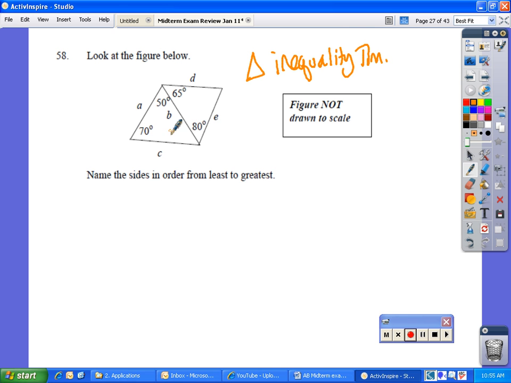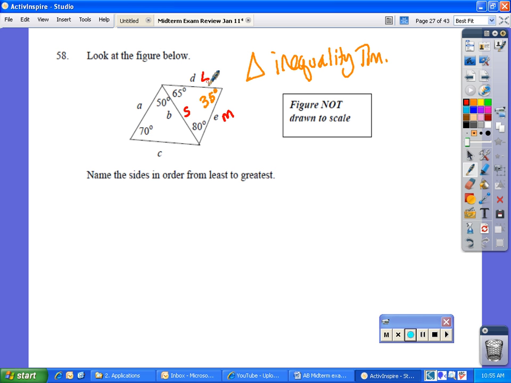So first I'm going to find out the missing angles. I've got 65 and 80. If I add those two numbers together, I get 145, which leaves 35 degrees left over for this little angle on the outside. So I'm going to go ahead and actually number right now in this triangle. That would make this side small, this side medium, and this side large in that triangle on the right.